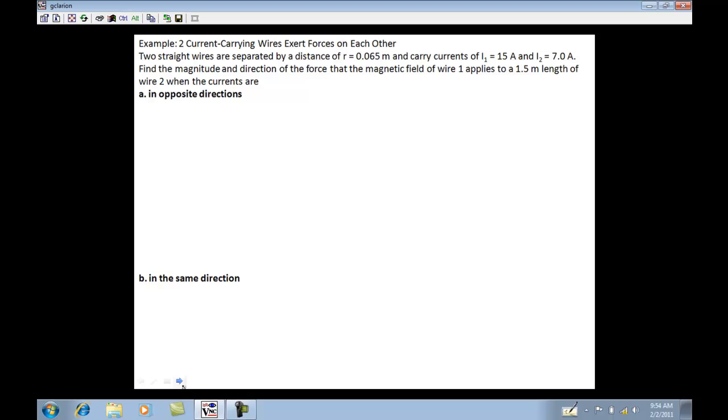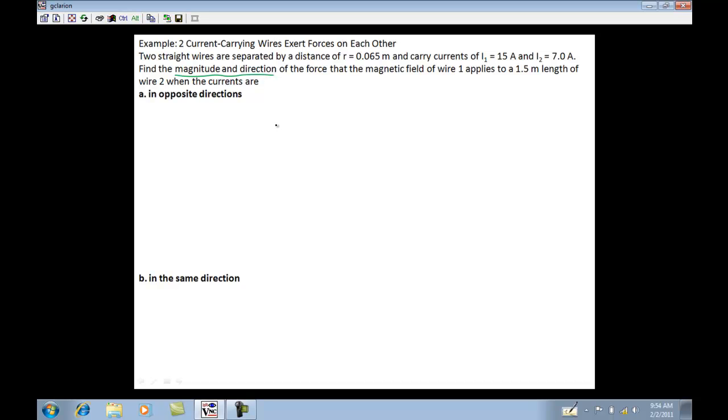Now this is the kind of problem that I like to put on the test. It says two straight wires are separated by a distance of R equals 0.065 meters and carry currents of 15 amps and 7 amps. Find the magnitude and direction of the force that the magnetic field of wire 1 applies to a 1.5 meter length of wire 2 when the currents are in opposite directions.